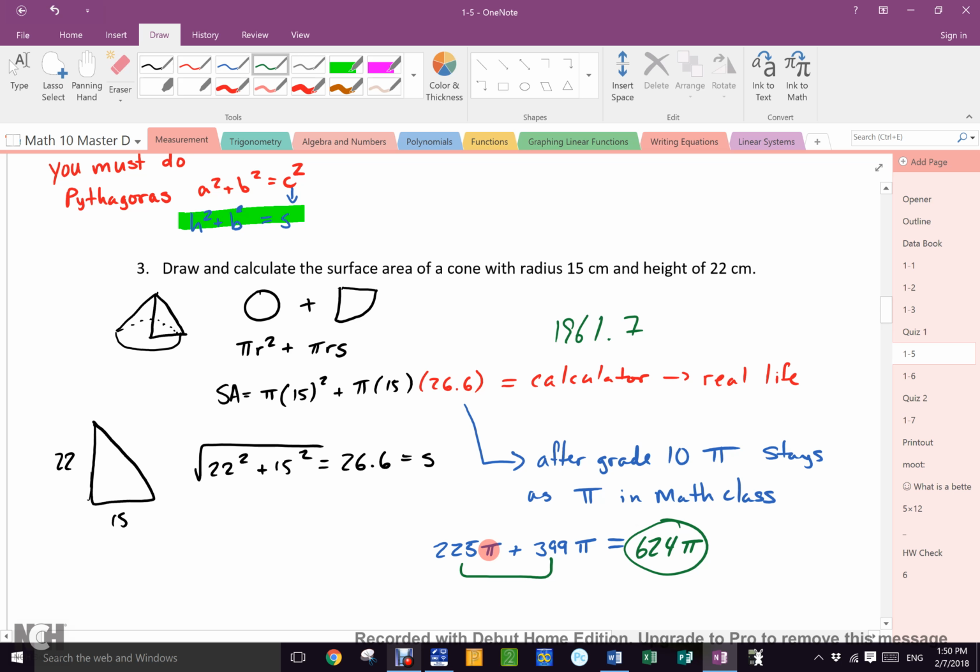Everybody with me? But again, I can't go to Home Depot and say, hey man, I need enough paint to cover 624 pi centimeters squared. I think he would look at you. He'd say, you're an idiot.